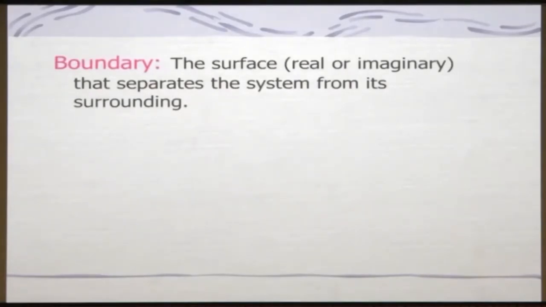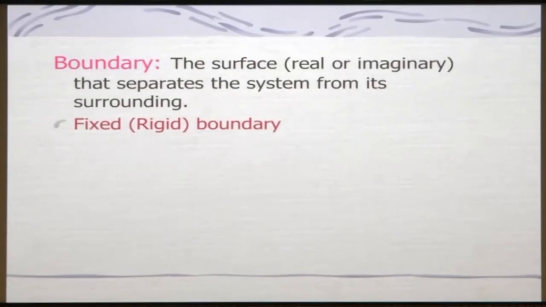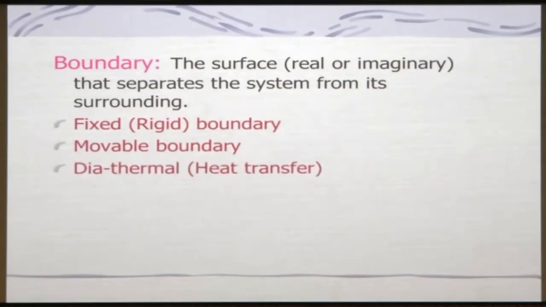As I told, the boundary is very important because it separates the system and surrounding. How to choose the boundary is very important. It can be real, it can be imaginary in nature. But how to choose the right boundary is a very important point, because that boundary will be defining the system. As I told, it can be a fixed boundary, a rigid boundary, a movable boundary, and it can be diathermal, that means heat transfer can take place between the system and surrounding through the boundary.